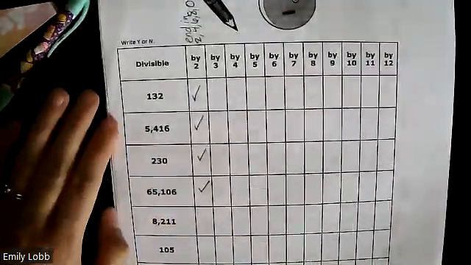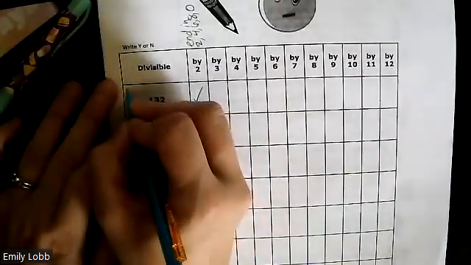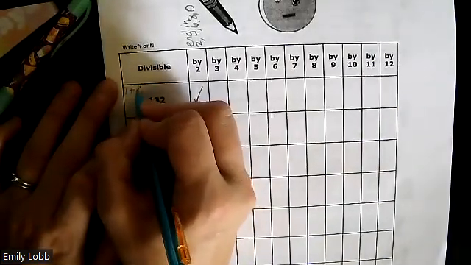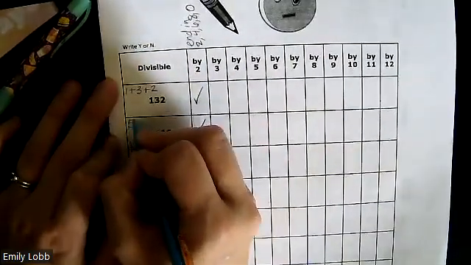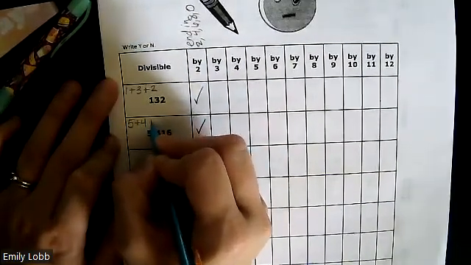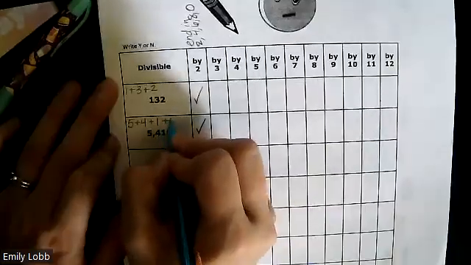So I am going to show a little bit of work up here. I'm going to say 1 plus 3 plus 2. Here I'm going to say 5 plus 4 plus 1 plus 6.